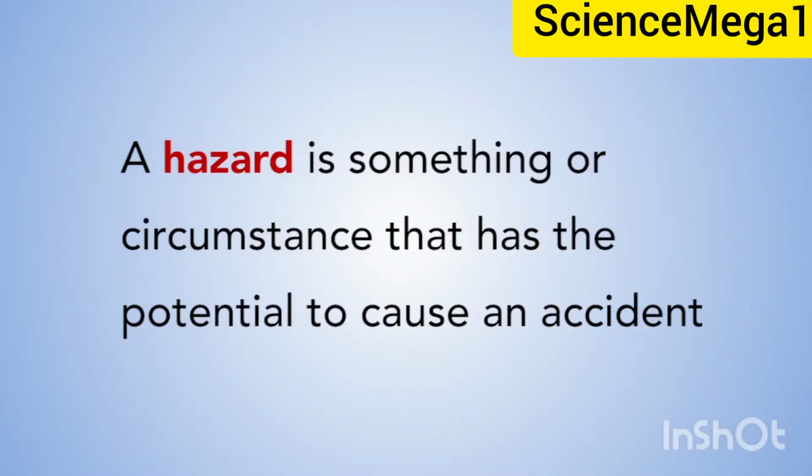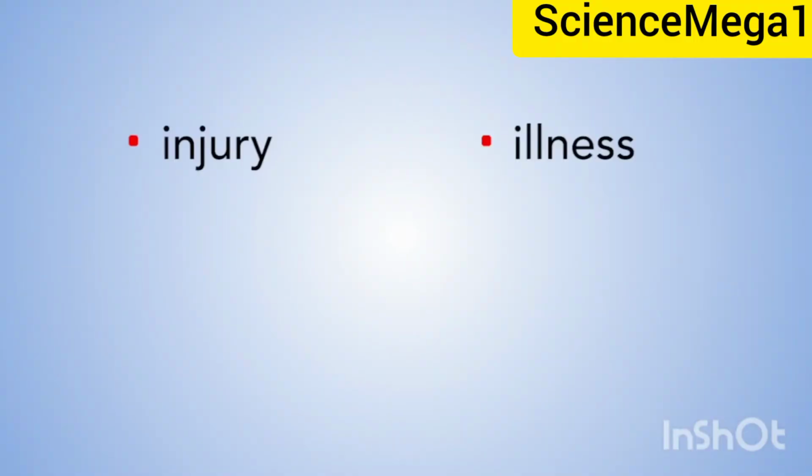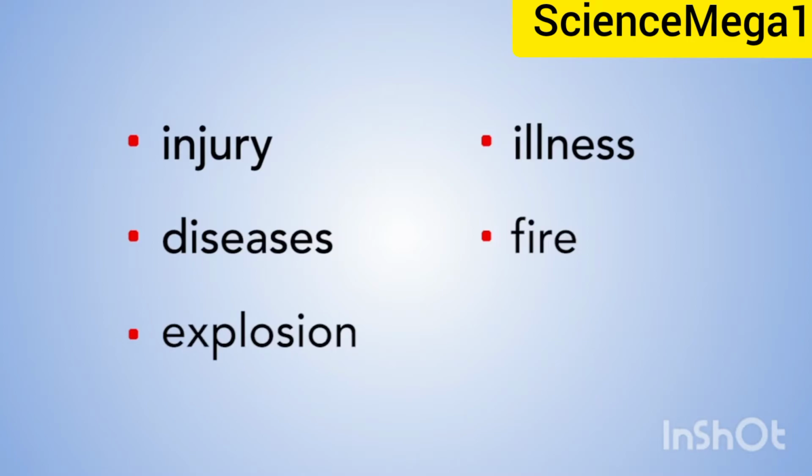In addition to the apparatus and procedures, the chemicals used for these investigations have various forms of hazards related with them. A hazard is something or circumstance that has the potential to cause an accident. If these chemicals are not used, stored, and handled properly, they can cause injury, illness, diseases, fire, and explosion. It is essential to know these hazards and the precautions needed to handle them.